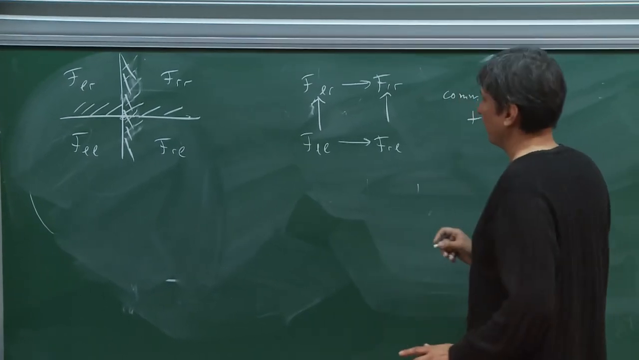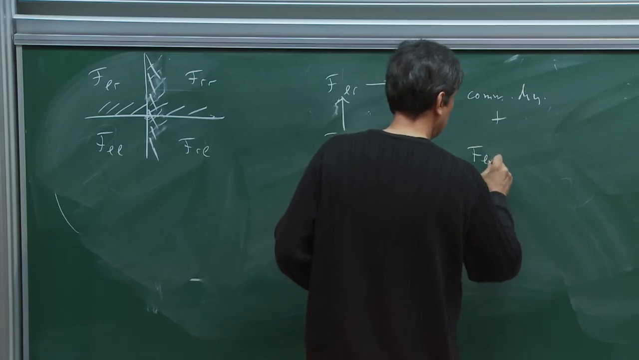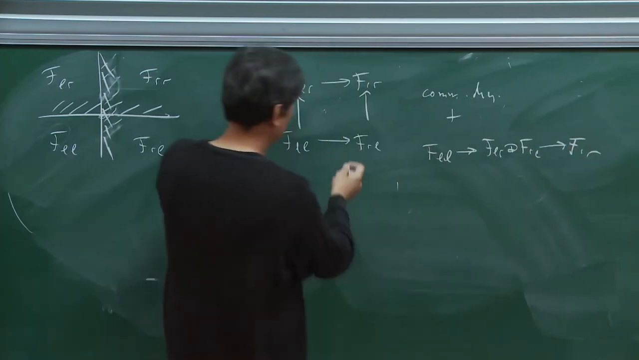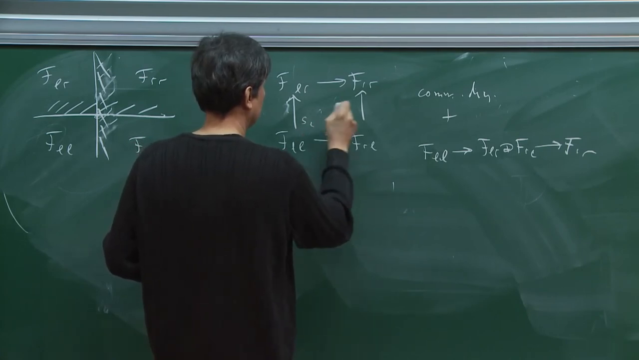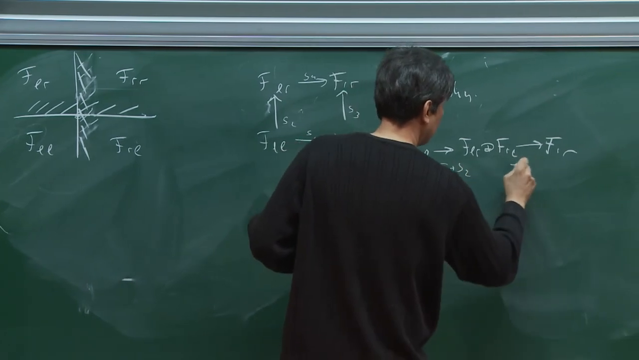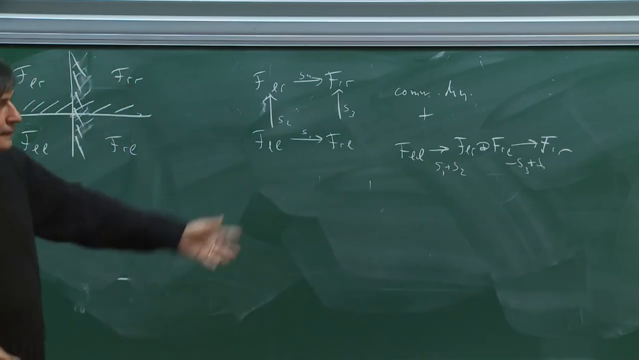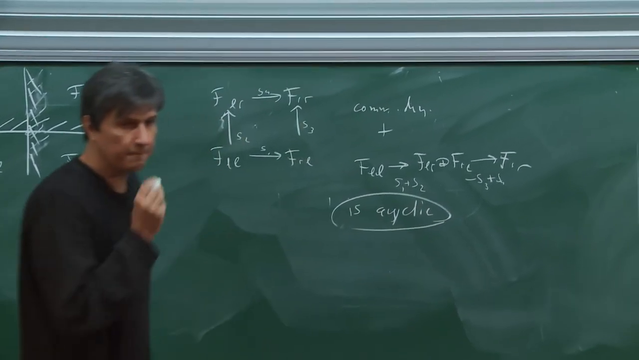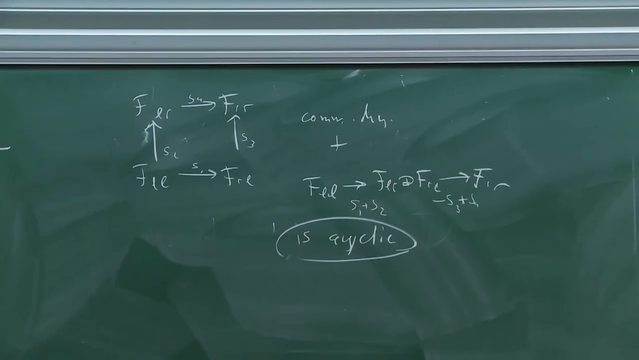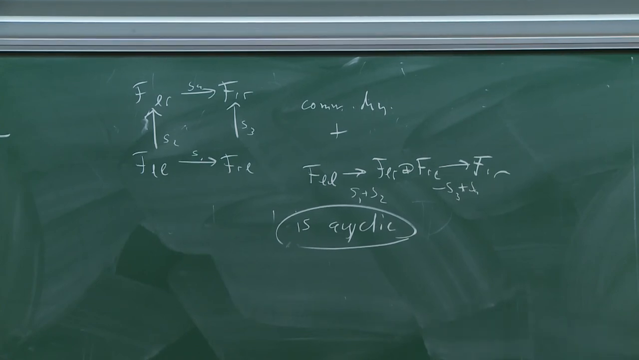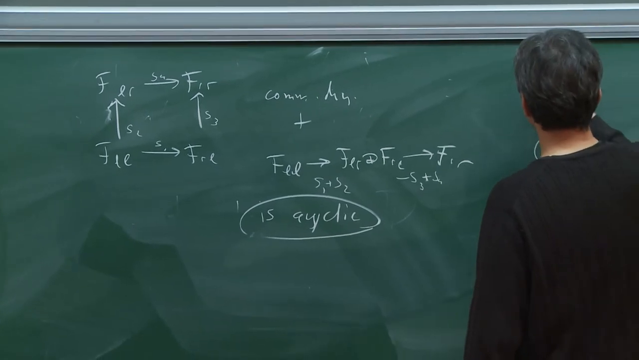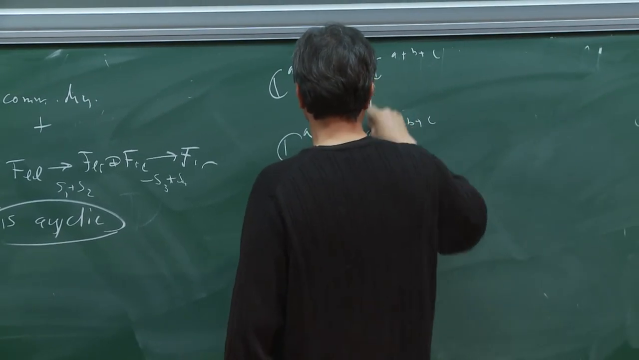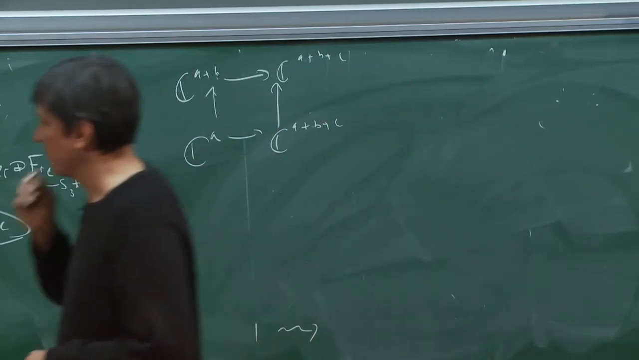plus the following condition. If you consider a three-step complex, where you put S1, S2, S3, S4 and change signs somewhere, S1 plus S2, and maybe minus S3 plus S4, this complex is acyclic. It's equivalent to the condition that you have complementary vector spaces. The typical situation is something like C to the power A, C to the power A plus B, C to the power A plus B plus C, and C to the power A plus B plus C. It's called a Cartesian and co-Cartesian diagram.